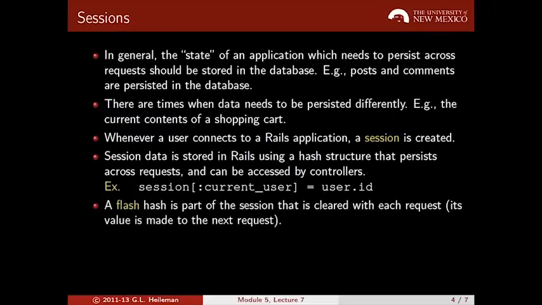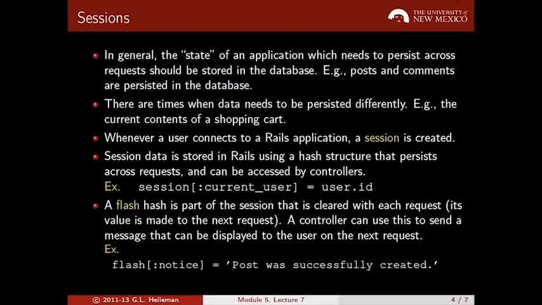There's also another type of hash-like entity available to you, and it's called the flash. And this is a Rails-specific thing. What the flash does is allow you to pass messages from one request to the next. And here's how it works. A controller can use a flash method to display something to a user. It'll appear on the very next request.